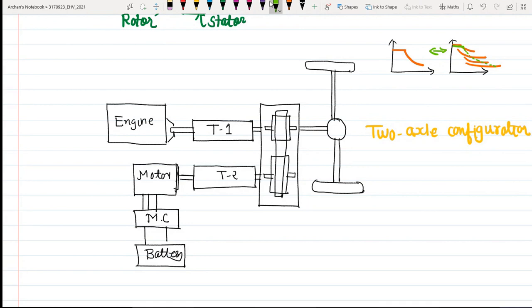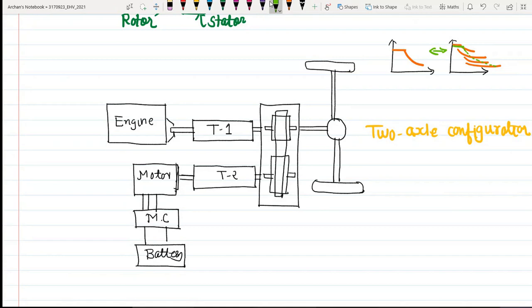Okay, now talking about the third possibility. Okay, in contrast to the above designs, right? The third possibility is a single transmission 1 for the engine and a multi-speed transmission 2 for the electric motor. Okay, and this configuration is considered to be an unfavorable design, right? Because it does not use the advantage of both the power plants.